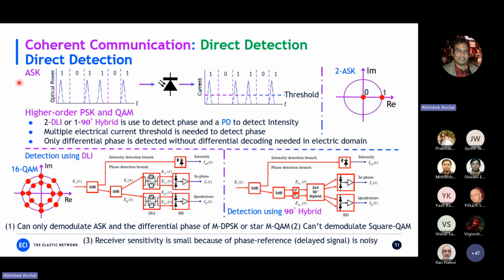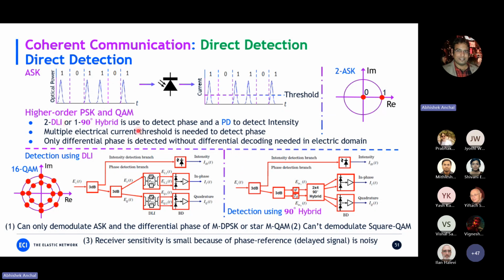For the simplest format like OOK signal, it's just a variation in the optical power. So 1 and 0 are represented by presence and absence of power. You put it in the photodetector, you have the same variation in the current, you put a threshold and you're good to go. In the symbol duration, if you have power, then it's 1, or not, 0. And that's all. You can detect the OOK very simply.